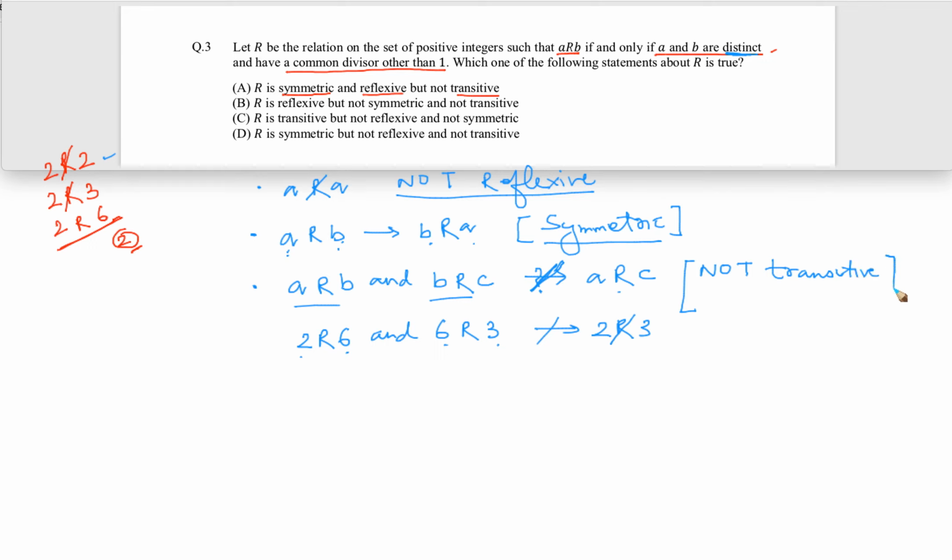Okay, so we came to know that it is symmetric, but it is not reflexive and not transitive. Now let's see the options. So the answer is, correctly, we can say that R is symmetric but not reflexive and not transitive, right? So the answer is basically D: R is symmetric but not reflexive and not transitive. Okay, so the answer is D.